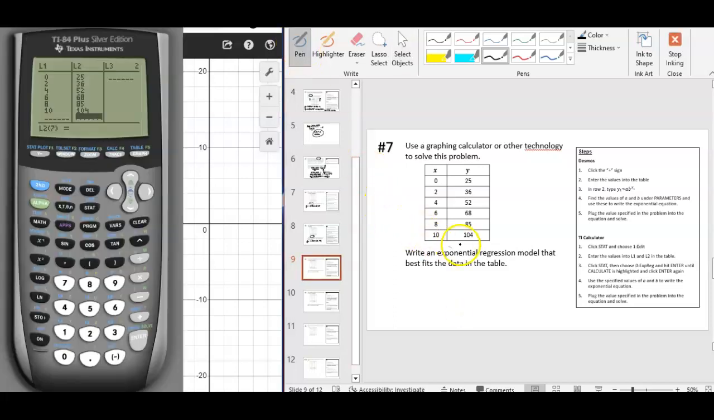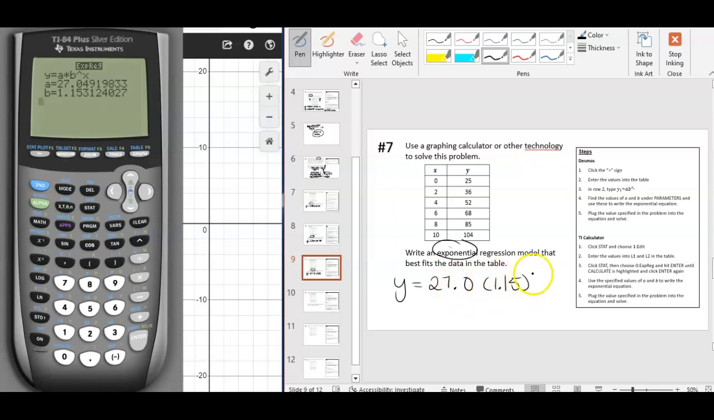So notice here we have an exponential regression. So what we're going to do is go to Stat, Calculate, and choose option 0, which is exponential regression. You're going to hit enter and then keep hitting enter. And then when you're on Calculate, it gives you the values of A and B. So we have y equals 27.0 times 1.15 to the x, right? Because remember, when we're doing exponential, it's going to plug into y equals a times b to the x form.